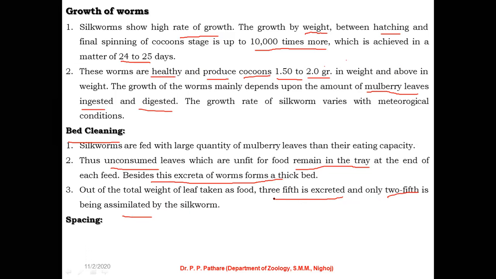Because you cannot give any instruction to your mulberry silkworm, since they are animals, it is your responsibility to keep a clean bed in your rearing tray.